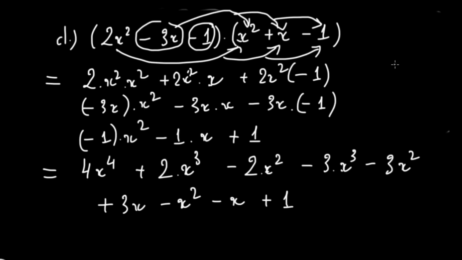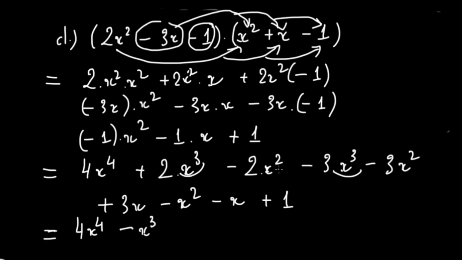Now we're looking for the like terms to combine, right? So x to the fourth is the only one that has the fourth power, so we just leave it as it is. So 4 times x to the fourth right here. And you see x to the third, we have this term and this term, so we can combine them together. 2 minus 3, you get minus 1. Minus 1x to the third.